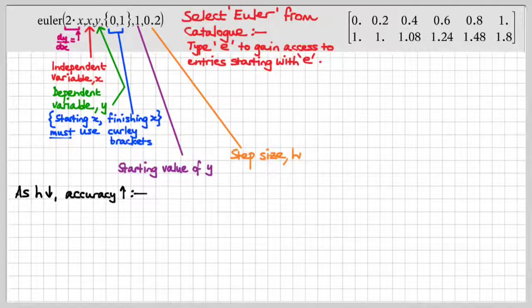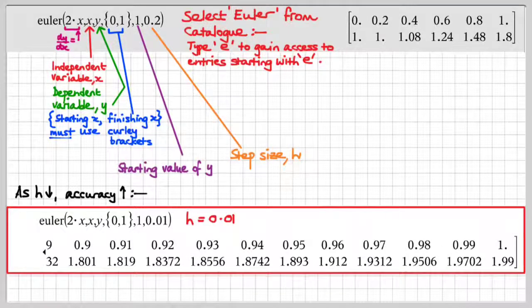Now, as h decreases, the accuracy goes up, because the assumption of linearity becomes a closer thing. As h goes down, the curve hasn't had a chance to bend away too much, so it's more accurate to assume linearity over a smaller increment of h than a larger one.